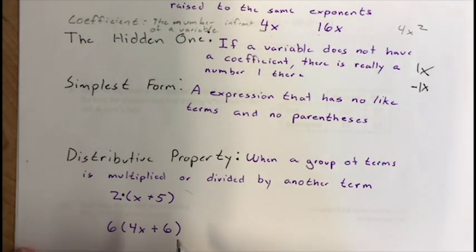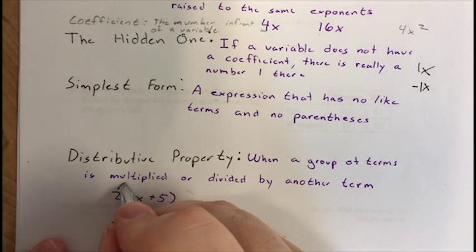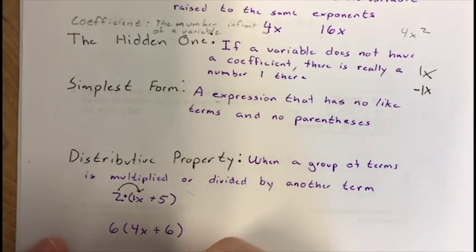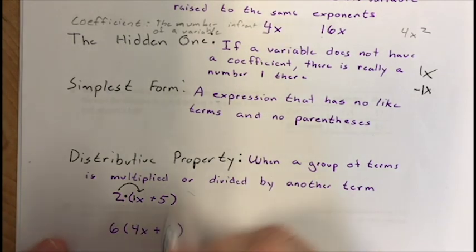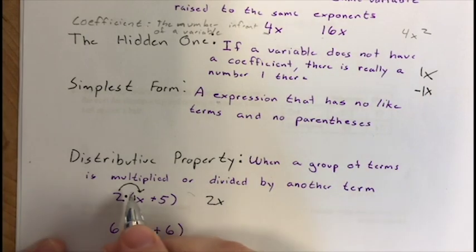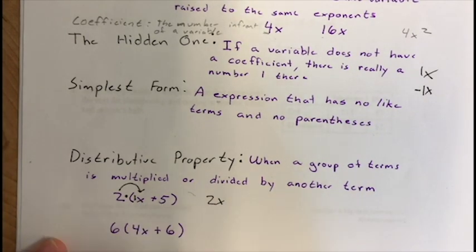And so what we have to do is the distributive property. I'm going to take this 2 and I'm going to multiply it by this group. So I'm going to say 2 times x. Well, what's really in front of that x? Hey, it's a hidden 1 there. So what's 2 times 1? Well, it's 2. So 2 times 1x is 2x.